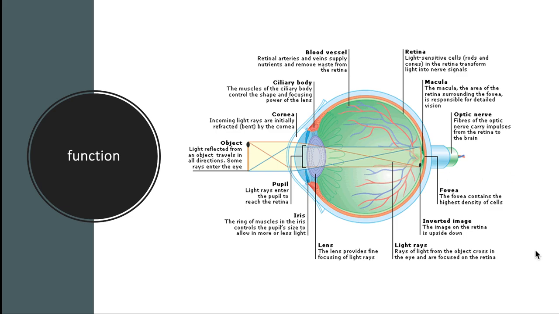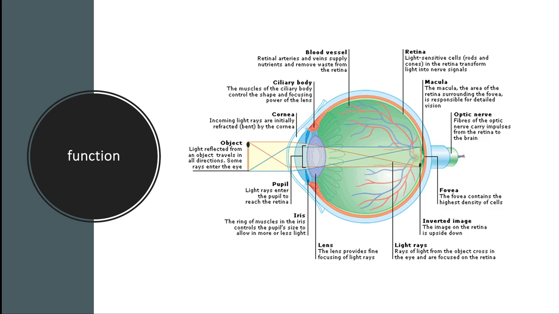The role of the pupil is to allow light to go through and form an image on the retina. Now, the contraction of the muscles of the iris increases the size of the pupil, and relaxation decreases the size of the pupil. It is therefore responsible for controlling the amount of light that enters the eye.